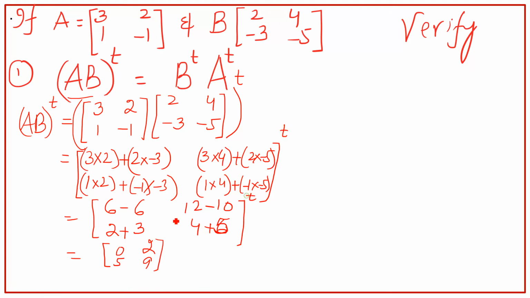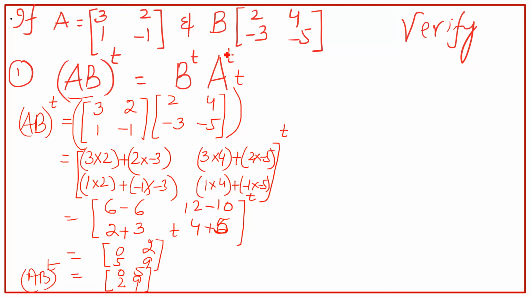We have to take the transpose. Right. So now transpose. What is the transpose? This is row, make it a column, 0 and 2. This is second row, make it column, 5 and 9. So this is (AB) whole transpose. Or you can say this is the left hand side.